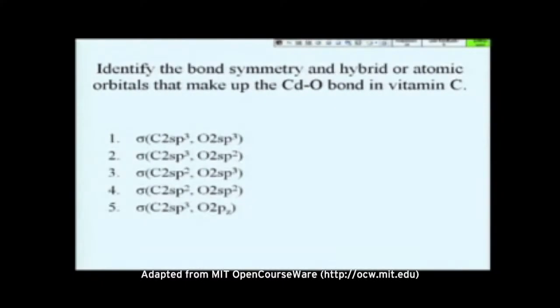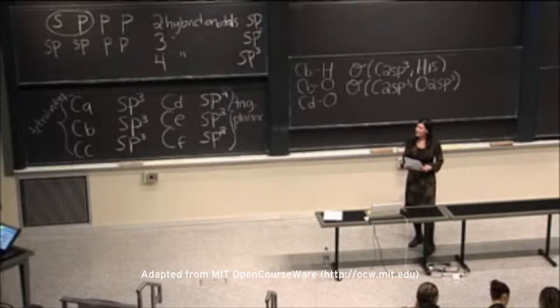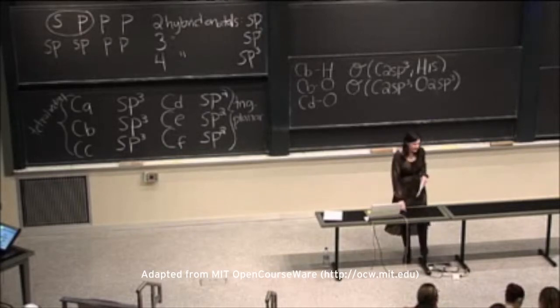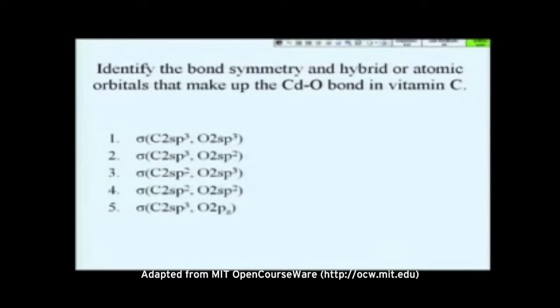and the hybrid or atomic orbitals that contribute, we're talking about the CD oxygen bond. So go ahead and look at your notes to see what that bond is. We already identified the hybridization of carbon D, so we really just need to think about the oxygen here. All right, let's take 10 more seconds.